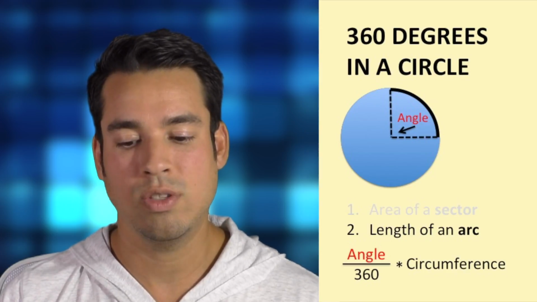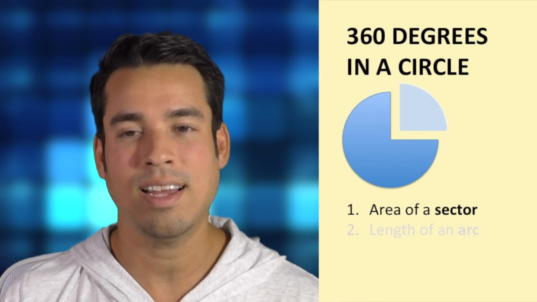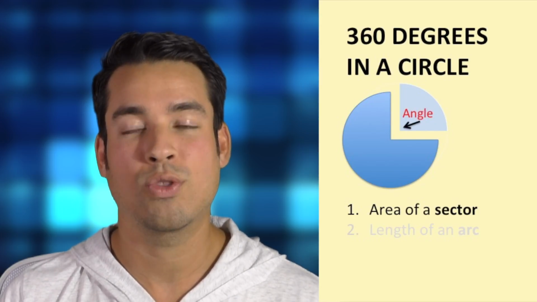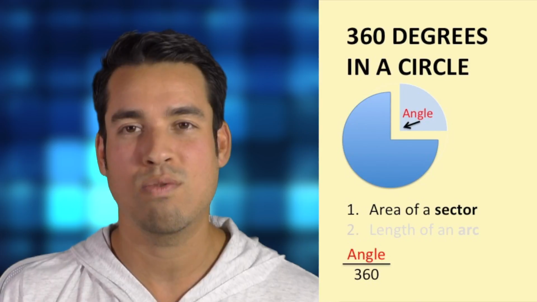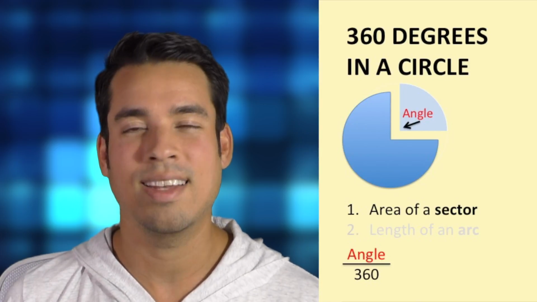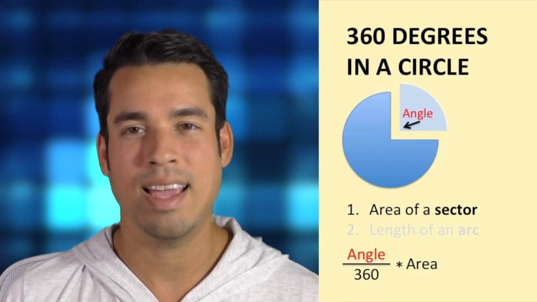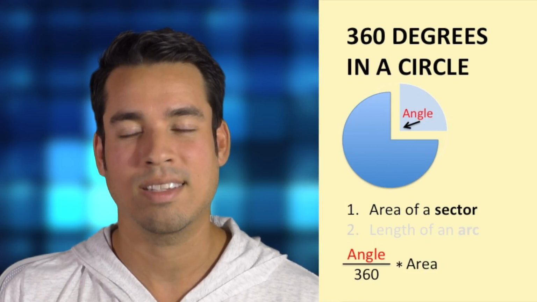Now the next way we can use it is to calculate the area of a sector. So again, we're going to take that angle and we're going to put it over 360, the part over the whole. And now we're going to multiply that not by the circumference, but by the area. And that will give us the area of the corresponding sector.